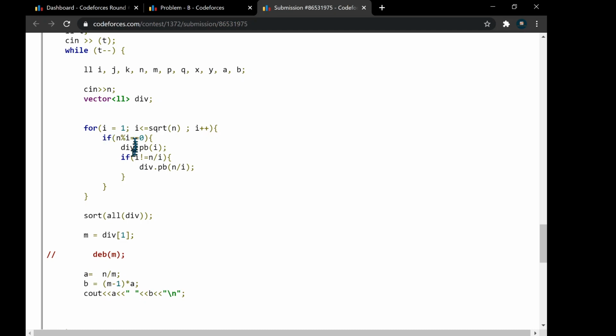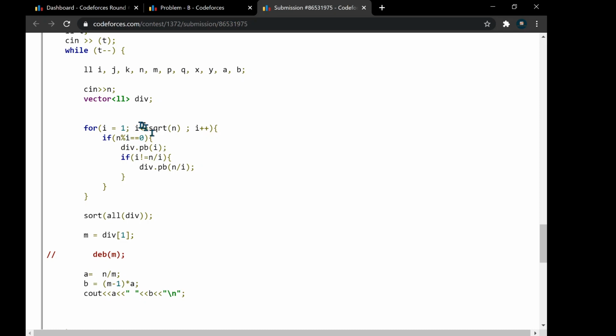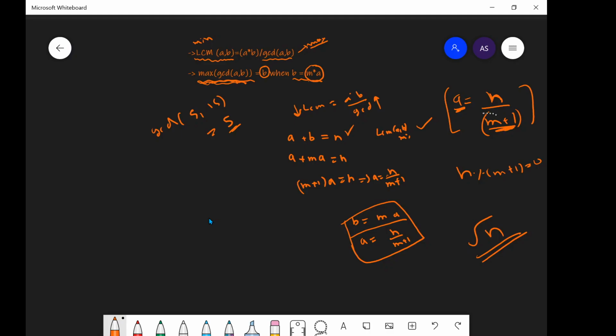So first, we are getting all the divisors of the value n in this array. This algorithm works in square root of n. So we get all the divisors of n in this array. Then we are sorting this array. Since we have satisfied all the conditions, one might think to minimize a also, but that would be wrong, so that is not needed.